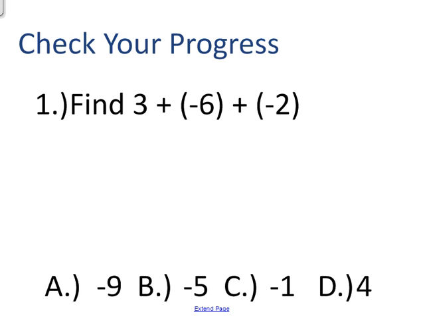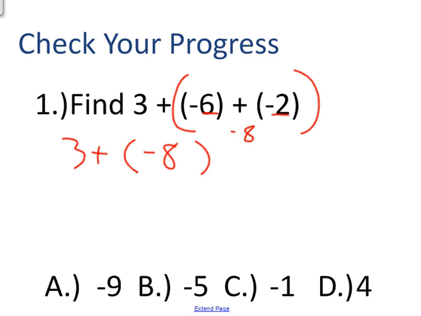Checking your progress. Find 3 plus -6 plus -2. Again, I'm going to do a little bit of grouping using my associative property. I'm going to group those two together, so that becomes 3 plus (-6 plus -2). I add the two integers together, get 8, and I use the sign, so it's a -8.